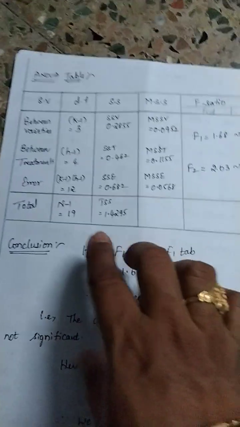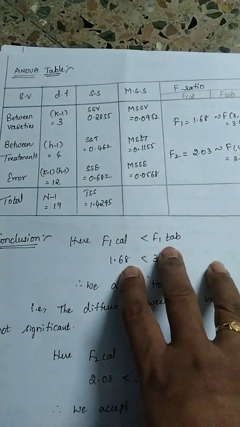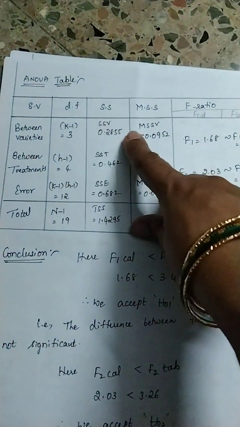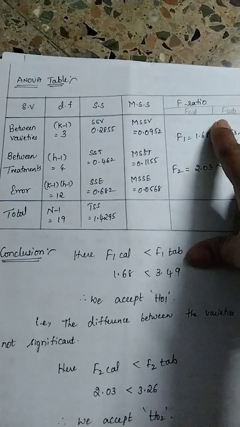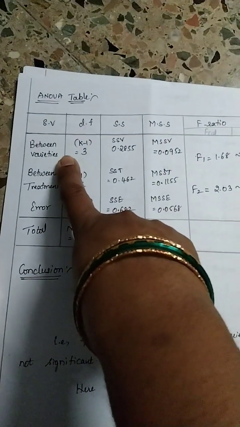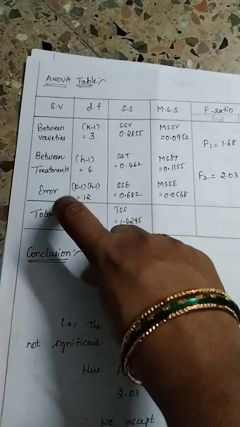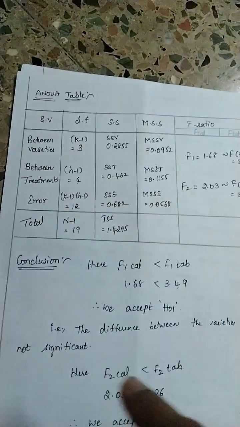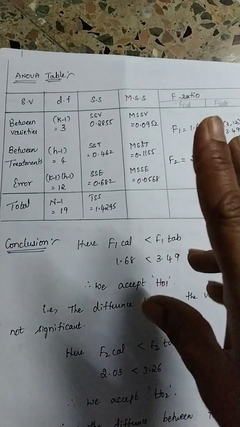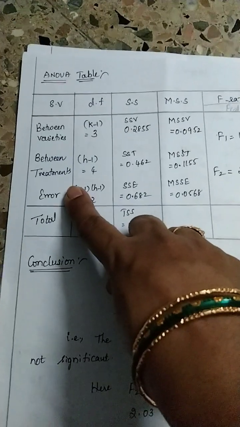As you already know, these are the columns which you will have in your ANOVA table: sources of variation, degrees of freedom, sum of squares, mean sum of squares, and F ratio. Here, in your one-way classification, you will have only the treatments, error, and total. But here, we are going to find out the variation between the treatments and between the varieties. So, here between varieties and between treatments.